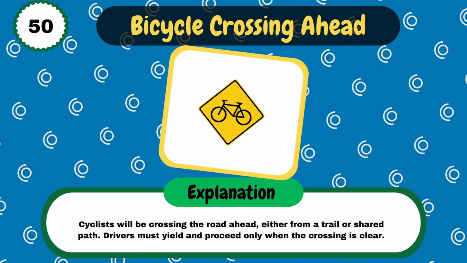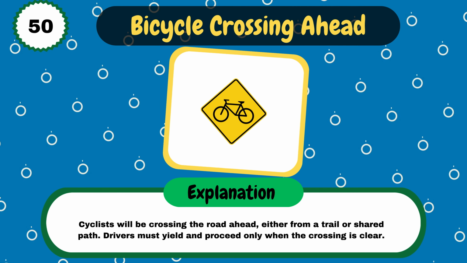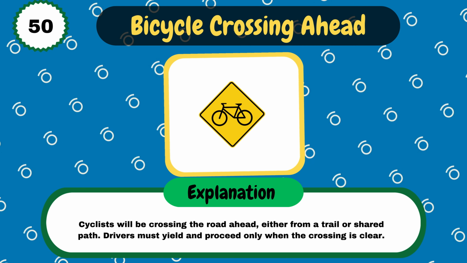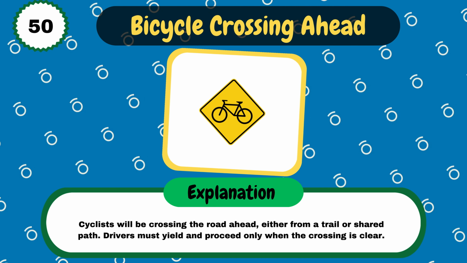This is the bicycle crossing ahead sign, and it means that cyclists will soon be crossing the road, typically from a trail or shared path. Drivers must slow down, yield if necessary, and only proceed when the crossing is clear.